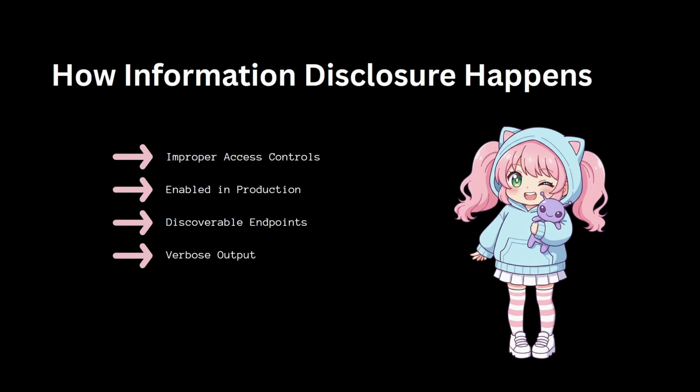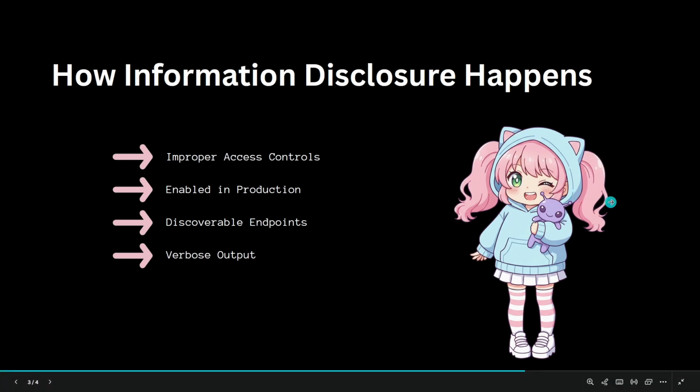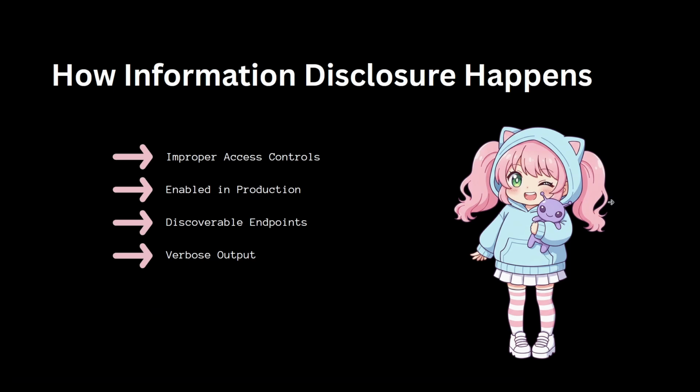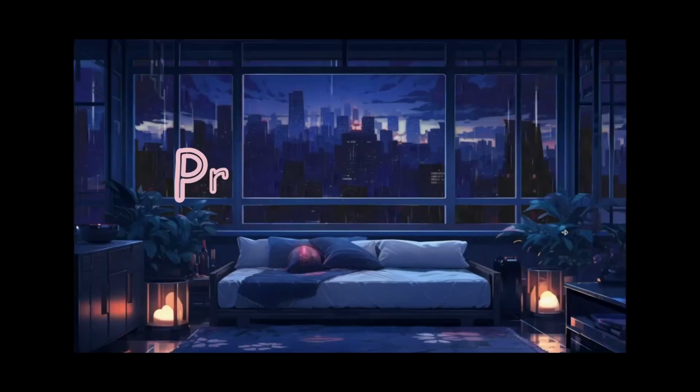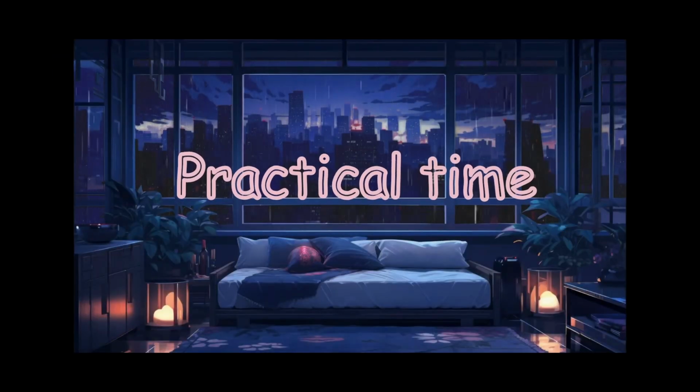Then we have the fourth point, which is verbose output. Now what do we mean by verbose output? The debug pages display excessive details like error messages or configuration data which is not intended for the end user. Okay, so now moving on, let's start with the practical.